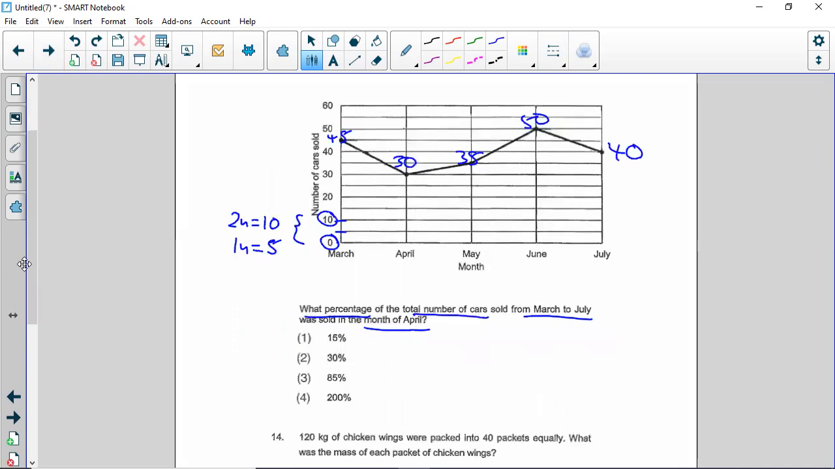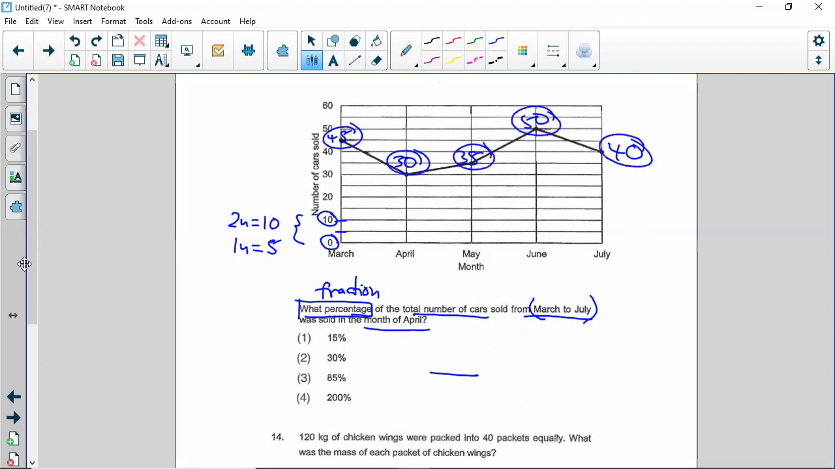Shortcut. Okay, what's the shortcut? Change the percentage to fraction. So what fraction of the total cars sold from March to July? Can you add up the numbers? March to July, you can add all these numbers together.